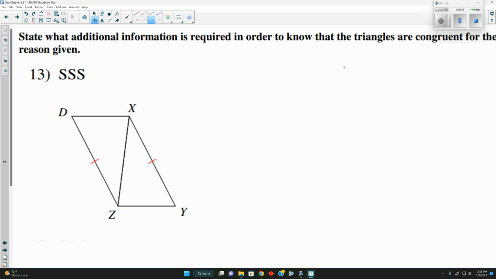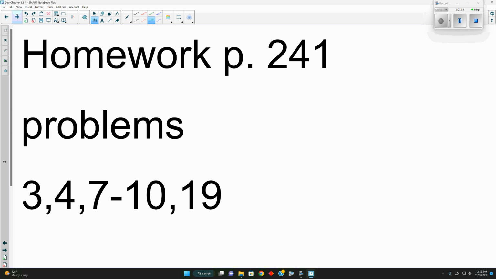We'll look at this one here, and then we are done for today. So we need three sets of sides, yes? What is the other set of sides that we need? So why not the other side? It's already congruent to itself, so we need just the other two. Those two are congruent. And that's it.